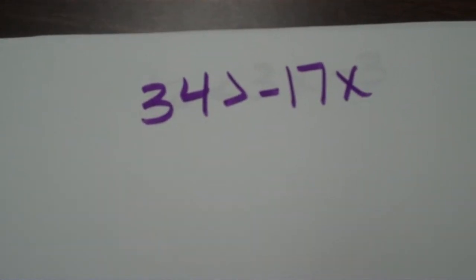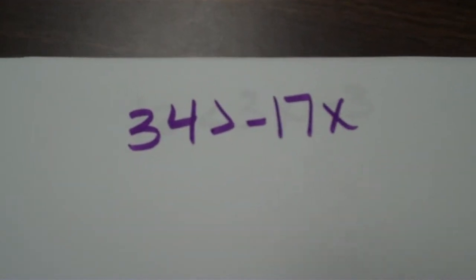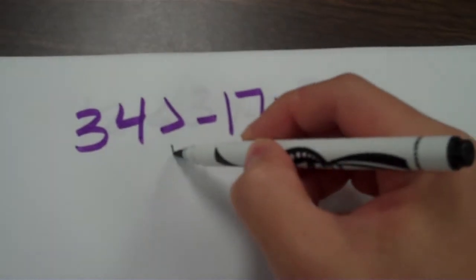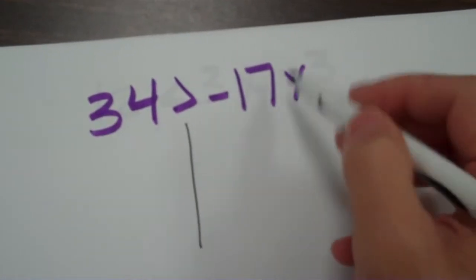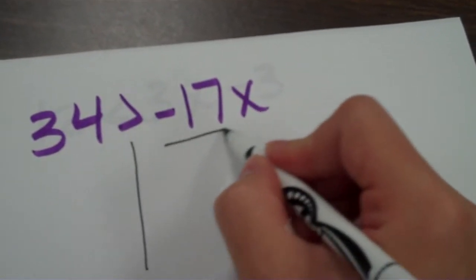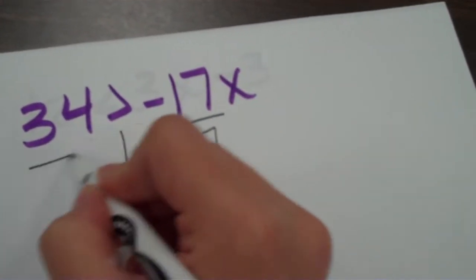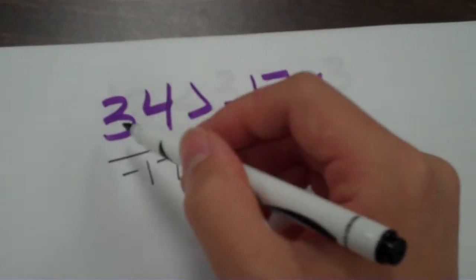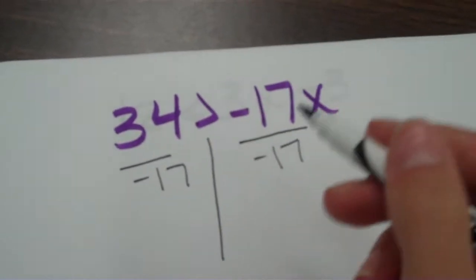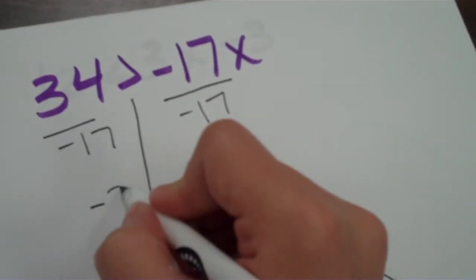All right, now, what if the letter is not on the left? So I'll show you that. Go ahead and write this down. Pause if you need to. If not, go ahead and draw your line. I'm X. I need to get rid of my best friend, so I need to divide by negative 17. Okay. 34 divided by negative 17, just to let you know, is a negative 2.